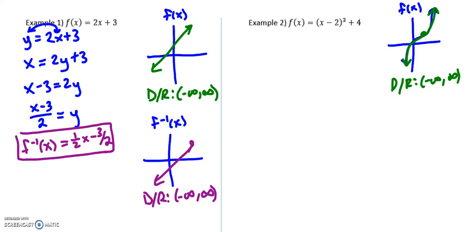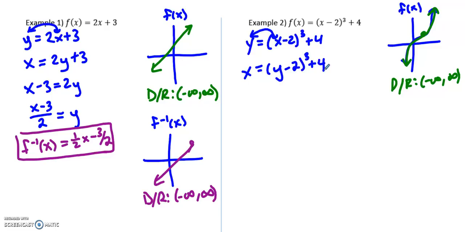So let's follow my process. Write it as y equals (x minus 2) to the third plus 4. Swap the x and the y. So x equals (y minus 2) to the third plus 4. And now I need to start solving for y. So I subtract 4 first. That equals (y minus 2) to the third. I'm working inside out toward that y.